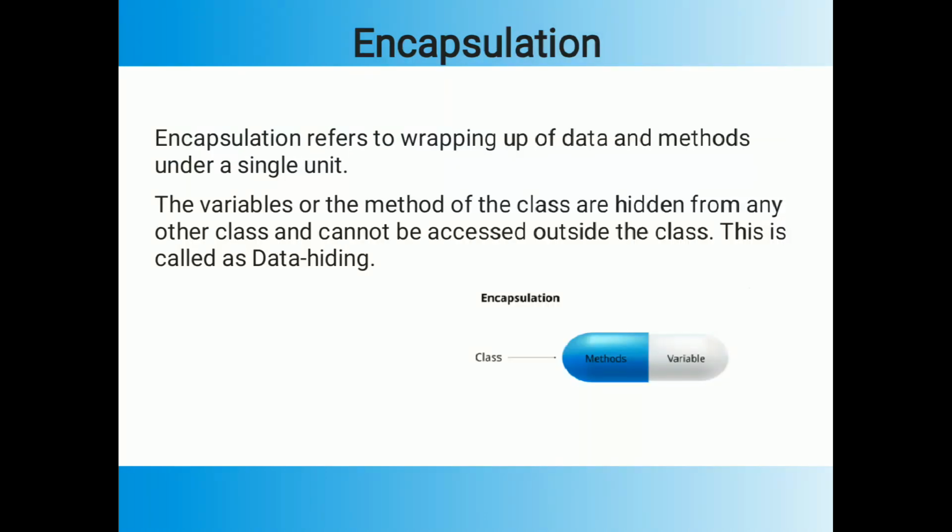Encapsulation. Encapsulation refers to wrapping up of data and methods under a single unit called class. Data hiding is achieved through encapsulation when the methods or the variables are hidden from other classes and cannot be accessed outside the class.